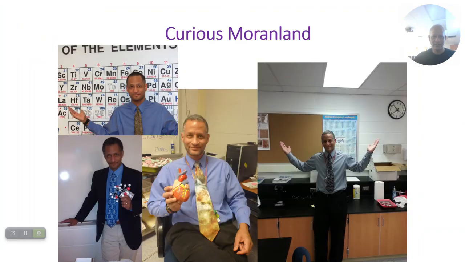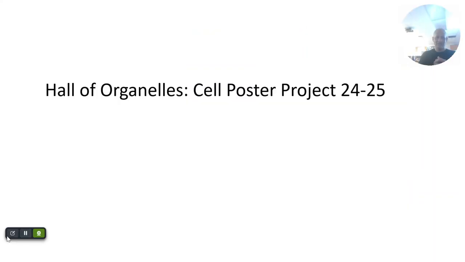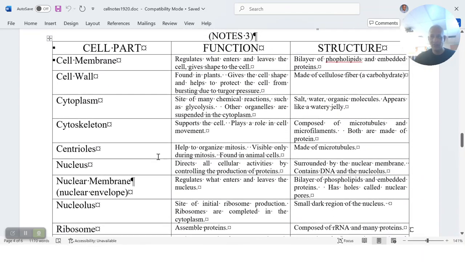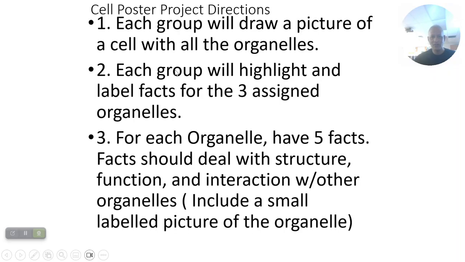And actually, let's go over the directions. So the project is basically the Hall of Organelles, meaning the ones that made it. Each one of the students was given a list of a whole bunch of organelles, and I actually added some to them. They were in groups of four, and there were basically 8 groups, sometimes 7, and they had to pick 3. So what they had to do is draw all of the organelles, but then highlight just their 3. And they had to have 5 facts on structure, function, and most importantly, interaction with other organelles.